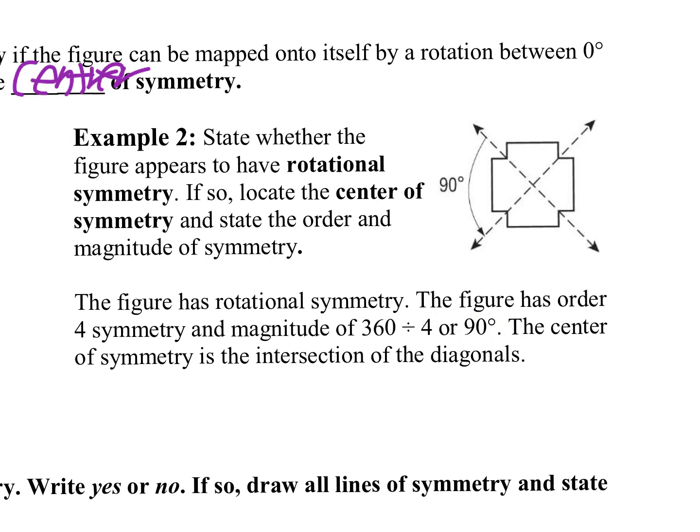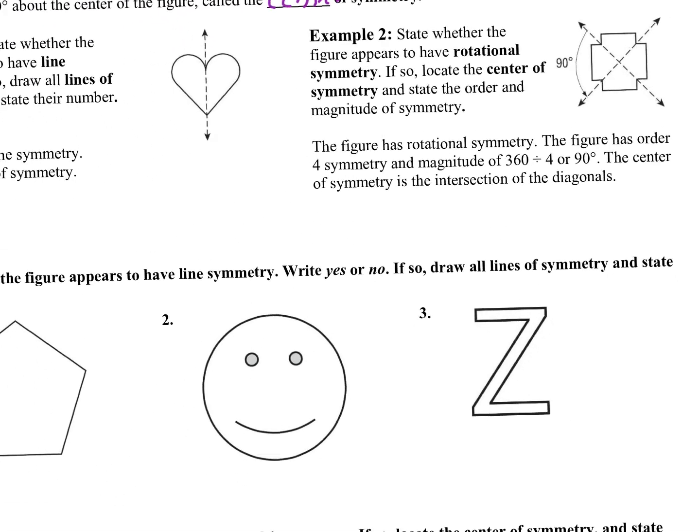To get the magnitude of any sort of rotational symmetry, we're going to take 360 and divide it by the order of symmetry. That will always give us the magnitude. The center of symmetry is going to be the intersection of the diagonals, right there. Let's take a look at some practice problems.